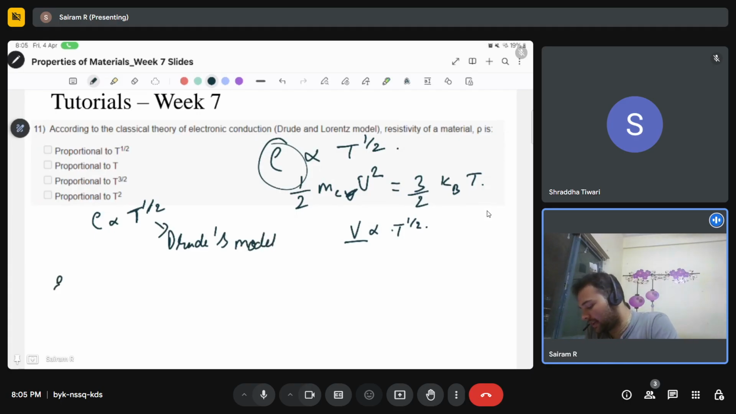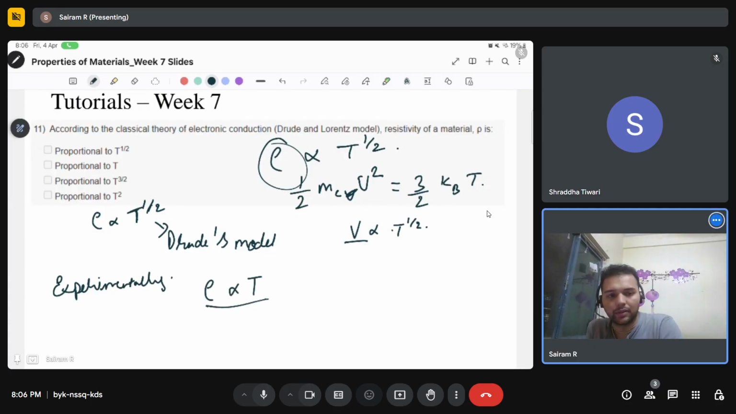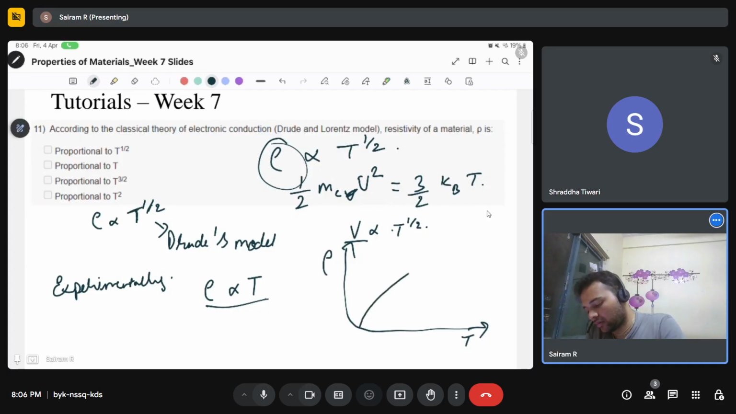However, experimentally, they found that resistivity is directly proportional to the temperature power 1. So the professor in the class would have even drawn this diagram. Yeah, my straight line is not a very good straight line. Apologize for that.